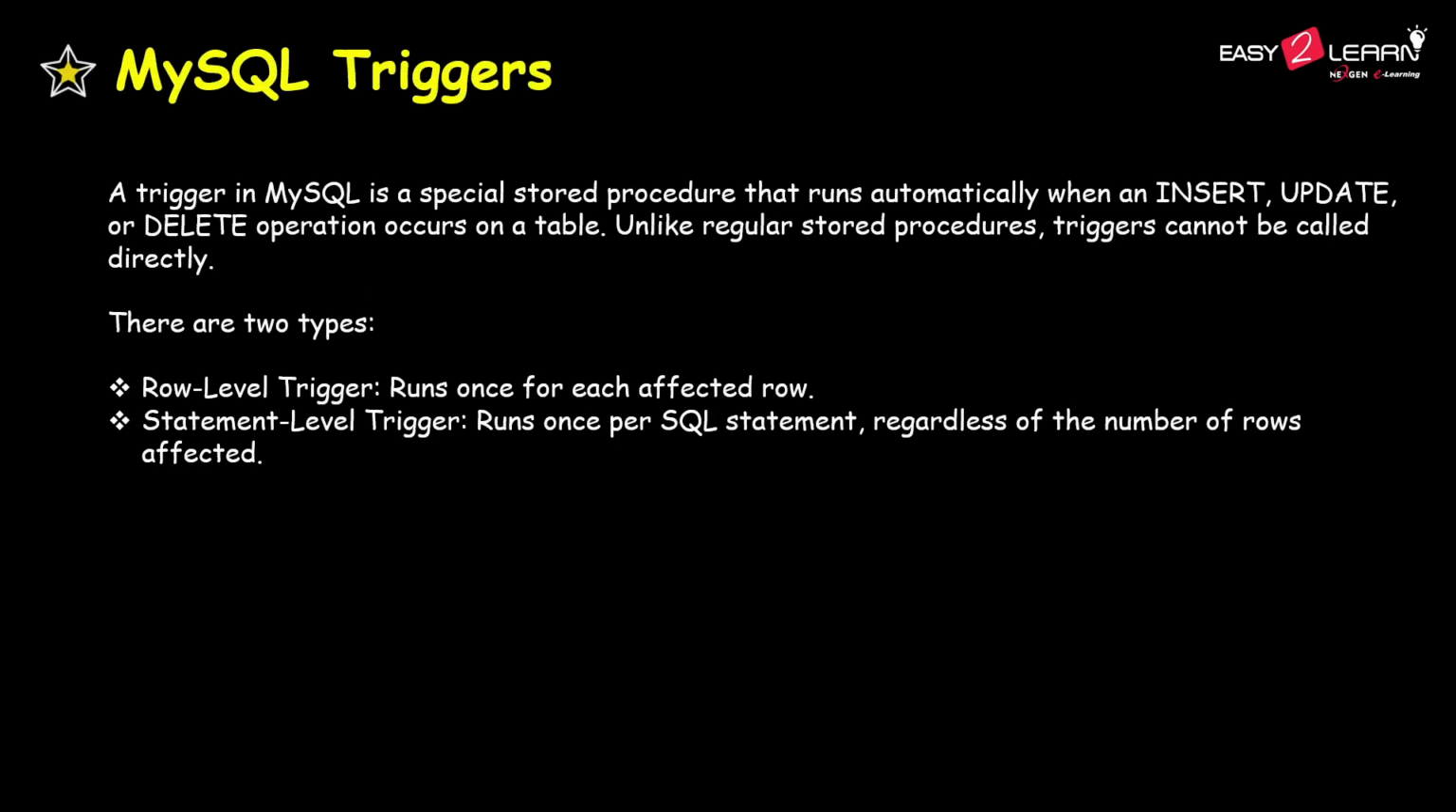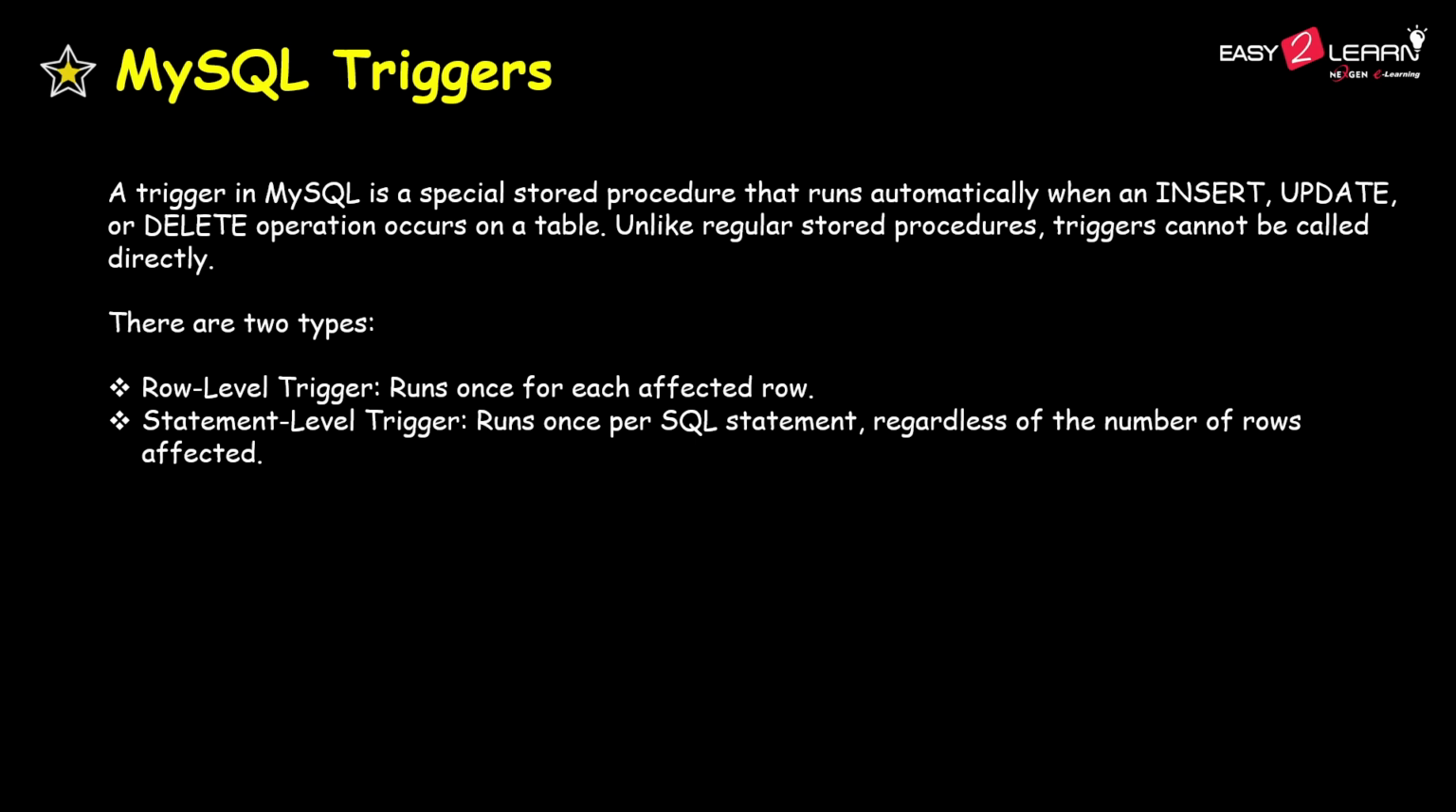A trigger in MySQL is a special stored procedure that runs automatically when an insert, update, or delete operation occurs on a table. Unlike regular stored procedures, triggers cannot be called directly. Triggers help in enforcing business rules, maintaining audit trails, and automating tasks within a database. In simple terms, a trigger is like a watchdog that keeps track of changes in a table and performs predefined actions when those changes occur.